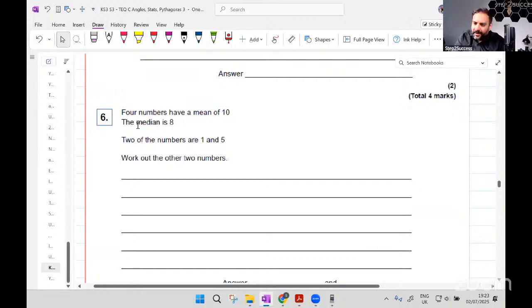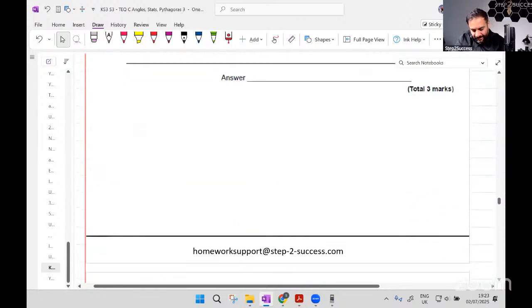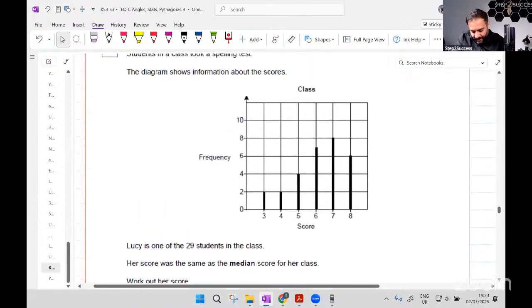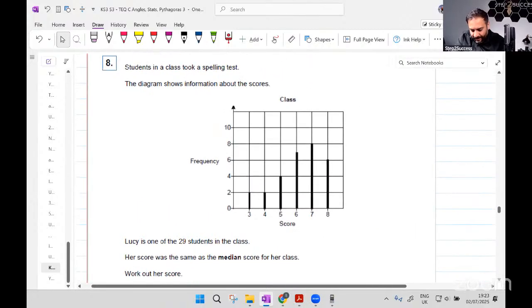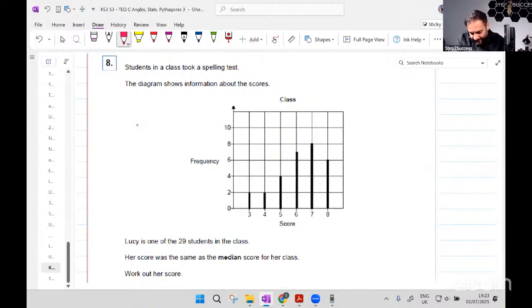8, 9C, I'll do the simultaneous equation question as well. 8, 9C, 8. Students in a class took a spelling test. Okay, frequency. So 2 people got 3 in the spelling test. 2 people also scored 4, and so on and so on. Lucy is one of the 29 students in the class. Her score was the same as the median. Work out her score.